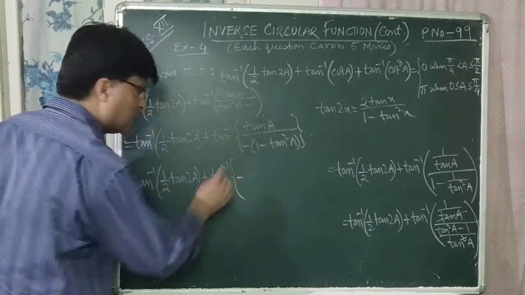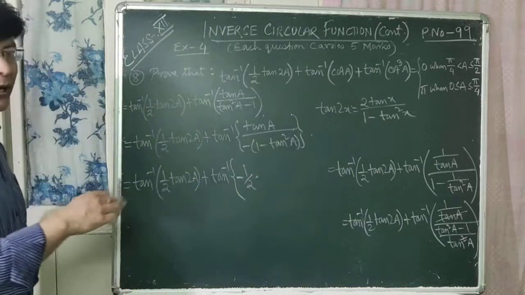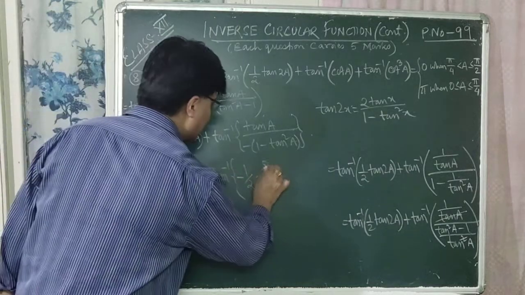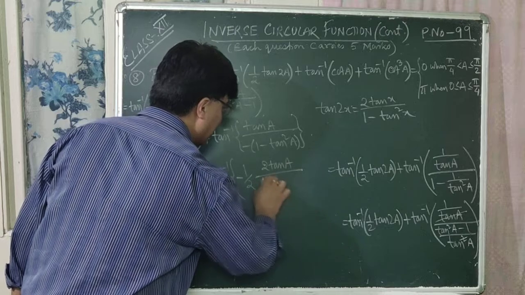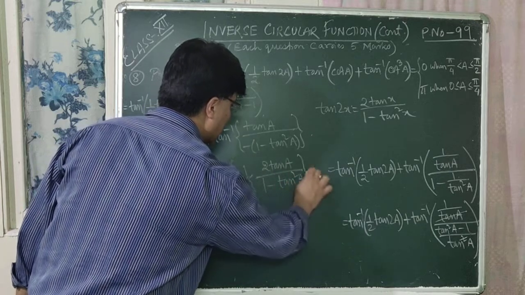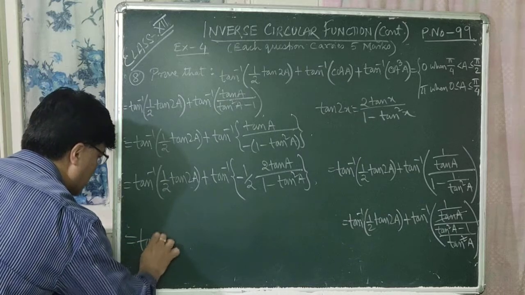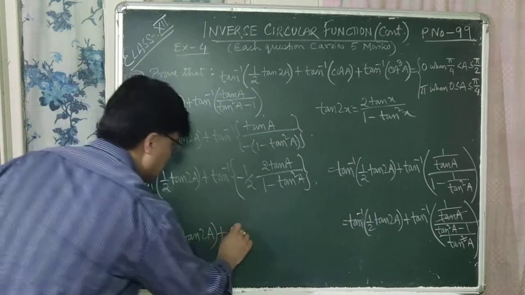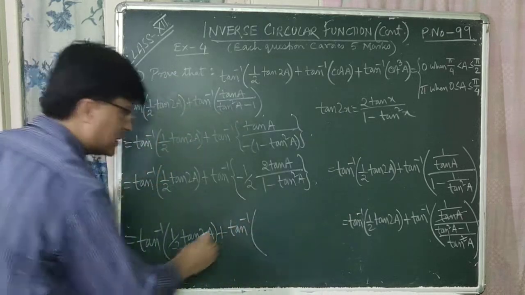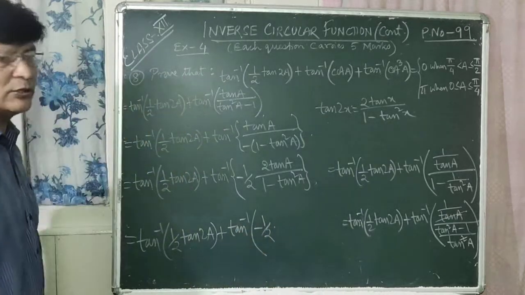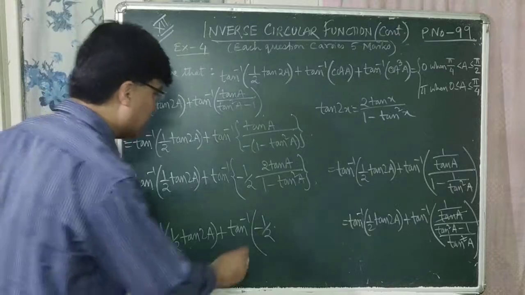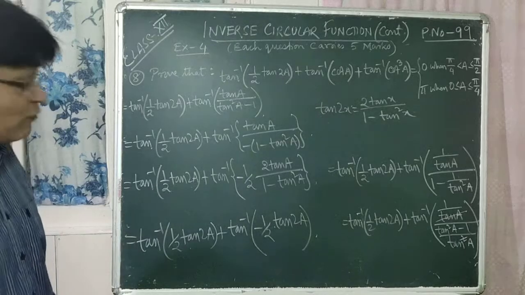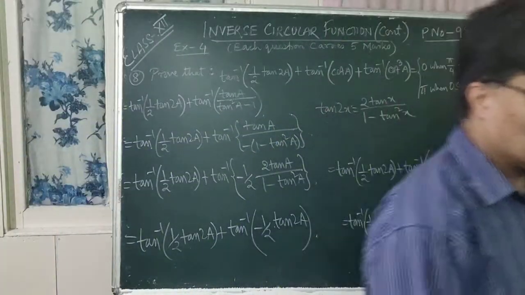You write down minus first, then write down half into, to multiply tan a by 2 you have to write half, because that 2 should be cancelled. So it is 2 tan a divided by 1 minus tan square a. Which is equal to tan inverse half tan 2a plus tan inverse within bracket minus half constant into, what is the formula for 2 tan a upon 1 minus tan square a? That is your tan 2a. So this is the simplified form. Okay, so you can copy it. We'll do further simplification now.